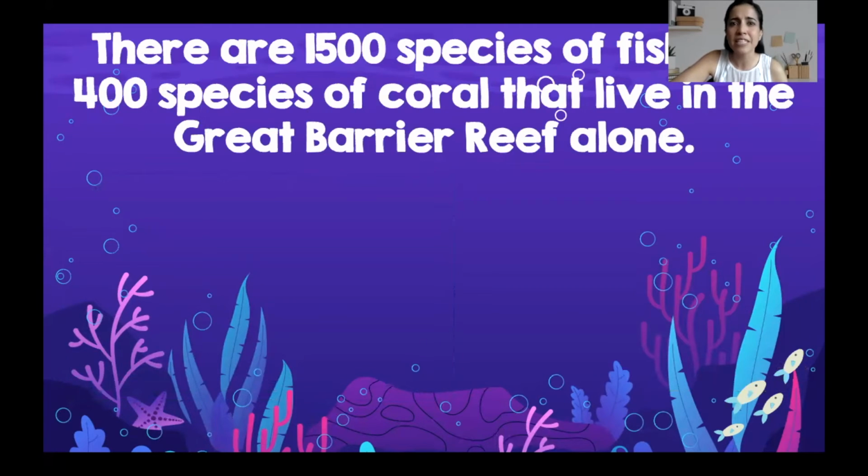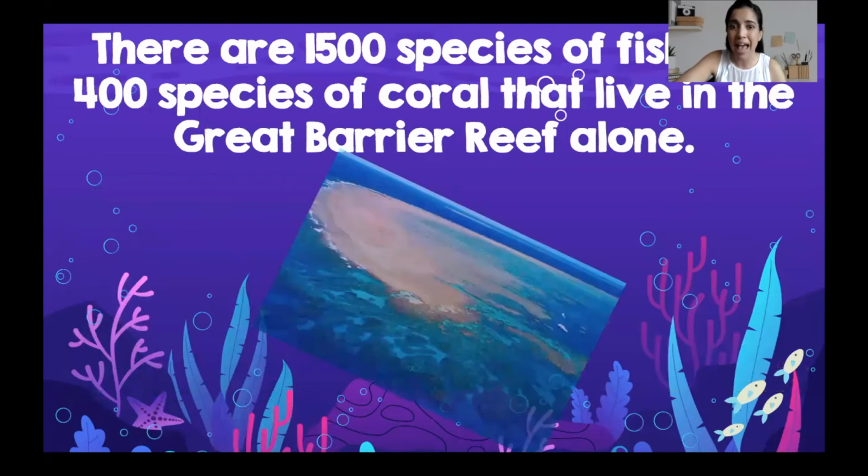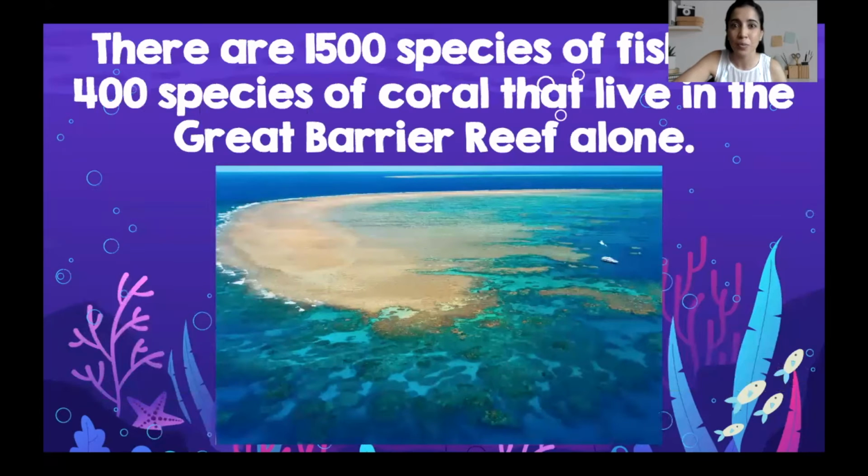There are 1,500 species of fish and 400 species of coral that live in the Great Barrier Reef alone, only in that reef. Imagine, here's a picture of the Great Barrier Reef. Ooh, wow, that is a lot of different kinds of fish, right? This is in Australia. Remember last week we were talking about these reefs that you could see in Australia, as well as the grasslands? Well, look at that.